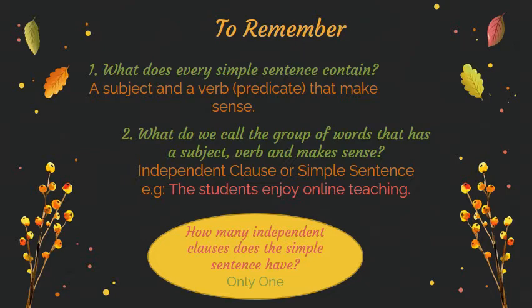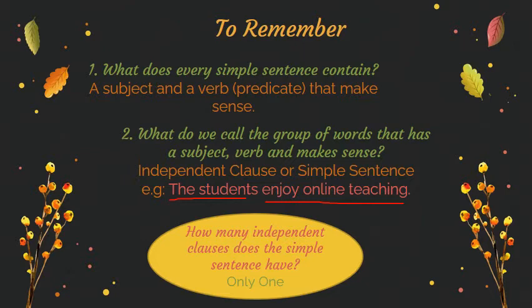Why? When we say simple sentence or independent clause, we mean that this sentence can stand alone. It doesn't need help. It doesn't need to depend on something else. Then we call it independent clause. So it's made of one complete subject, one complete predicate, and it has a complete idea. Example: the students enjoy online teaching. Where is the subject? The students. Where is the verb or the complete predicate? Enjoy online teaching. And there's a complete idea. Then it doesn't need anything else to be added to it to be complete.